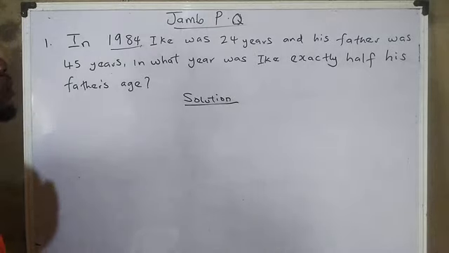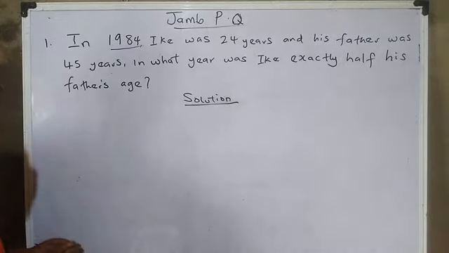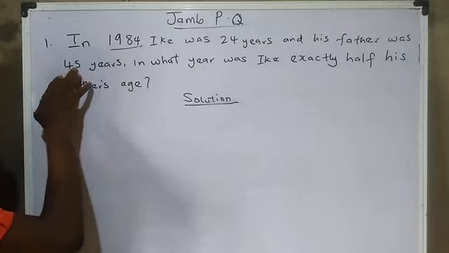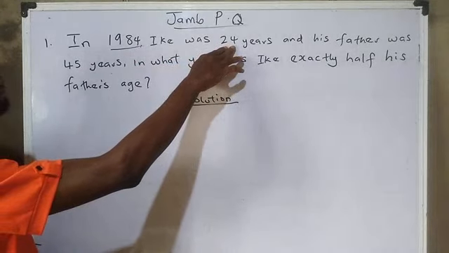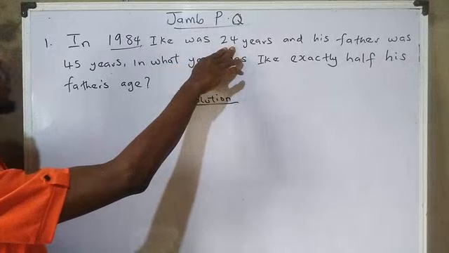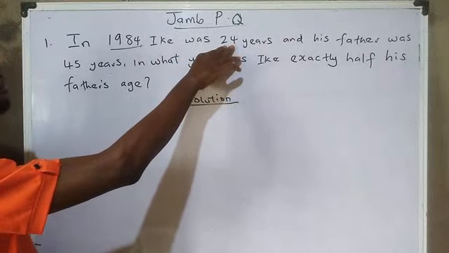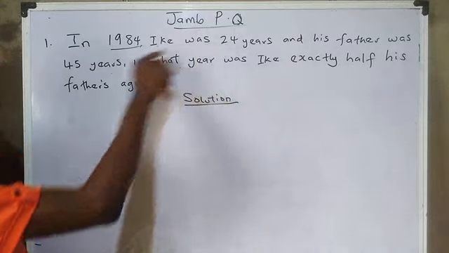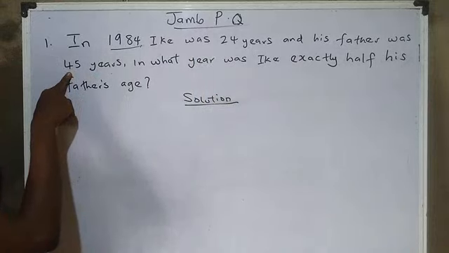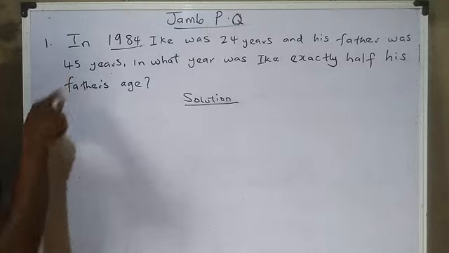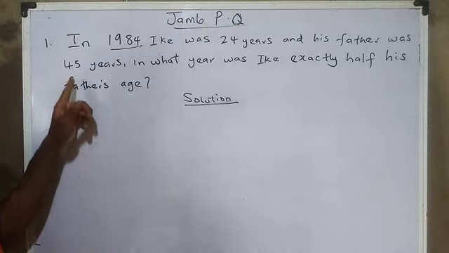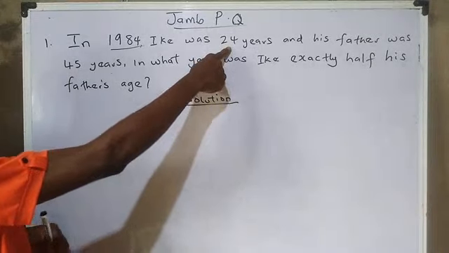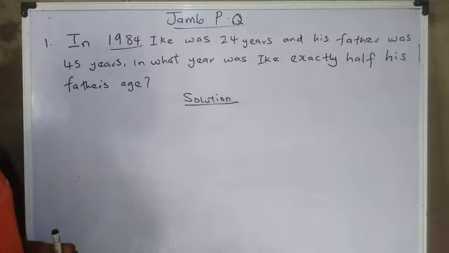Here, if you look at the question, this is 24 and this is 45. If you multiply 24 by 2, you will discover that 24 multiplied by 2 will be 48. And 48 is not 45. That means if this age is going to be twice of this, we need to subtract something from it.